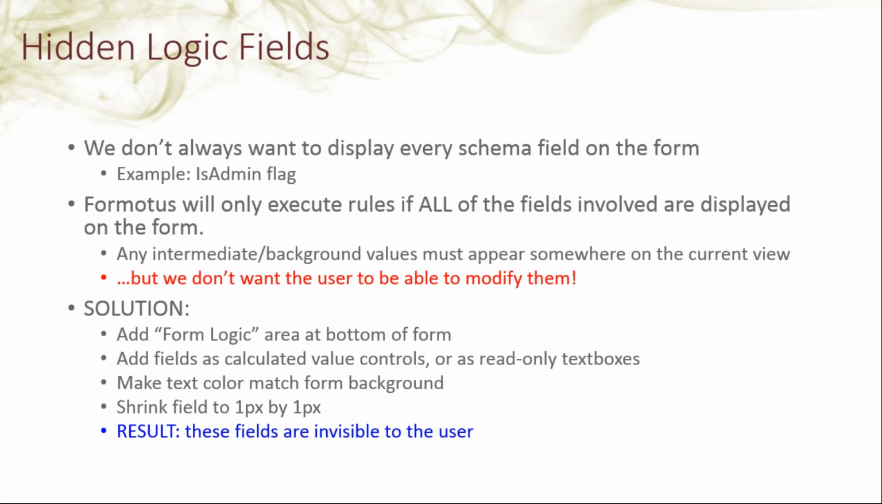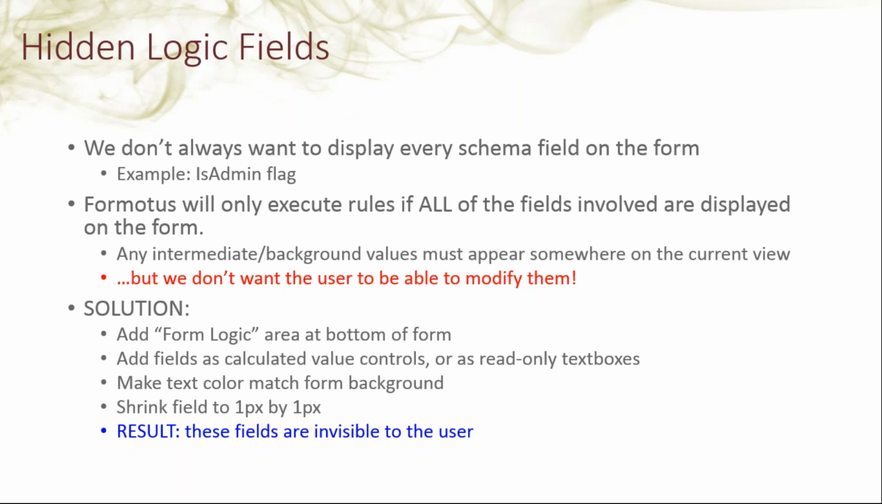Make the text color match the form background so it's completely invisible, because obviously if you're changing the value of the field, those values will show up. And you can even shrink the field to 1 point by 1 point, or 1 pixel by 1 pixel, so that it's very, very tiny.